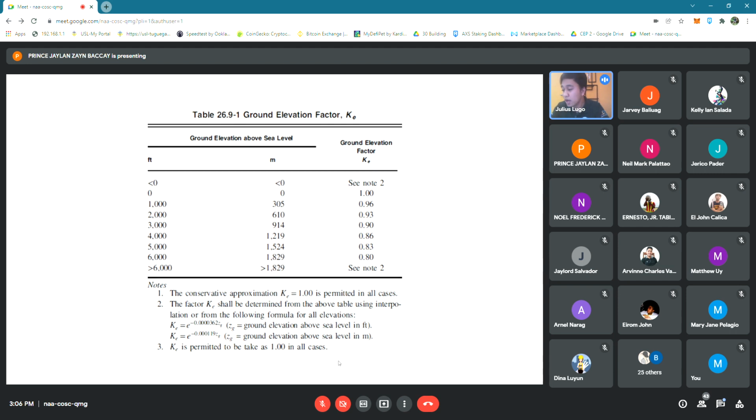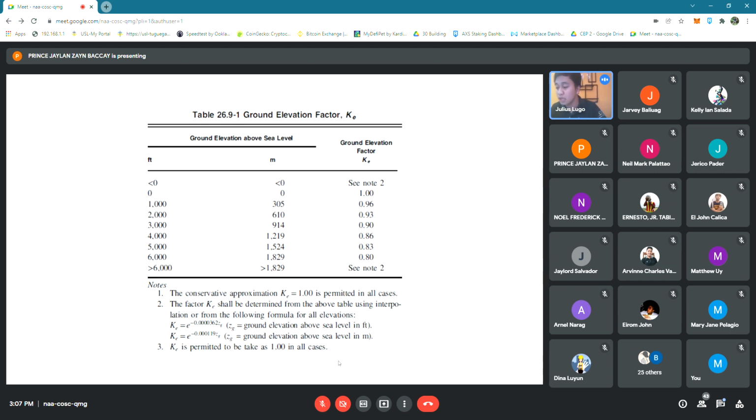So we also have this: KE shall be determined from the above table using interpolation or from the following formula for all elevations. So, we also have a formula in here. Okay, but the first formula there is in terms of feet, so just use the second formula. So that is either by interpolation or by this formula. But it will be specified later on which one you should use.